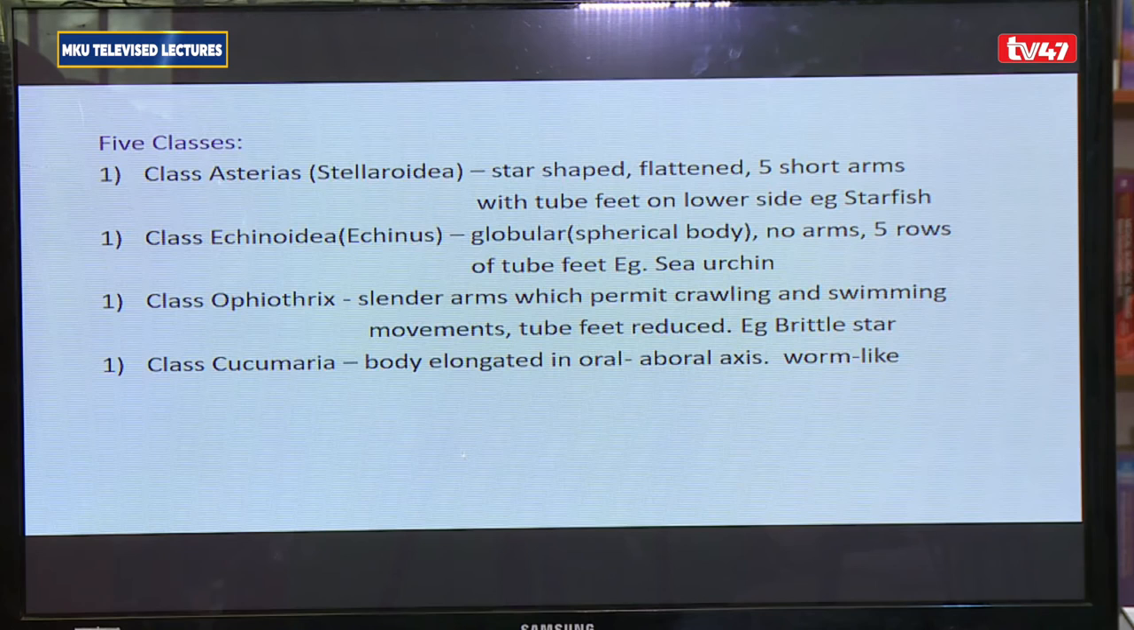If we come across an echinoderm where the body is star-shaped with five short arms, and it is flat, and the tube feet are on the lower side, then that is in class Asterias. Characterized by a star-shaped body with five short arms, tube feet on the lower side, and the body tends to be flat. Class Echinoidea or Echinus: for organisms in this particular class, the body is spherical or globular. There are no arms. They have five rows of tube feet that are found on the sides of the body of the organism.